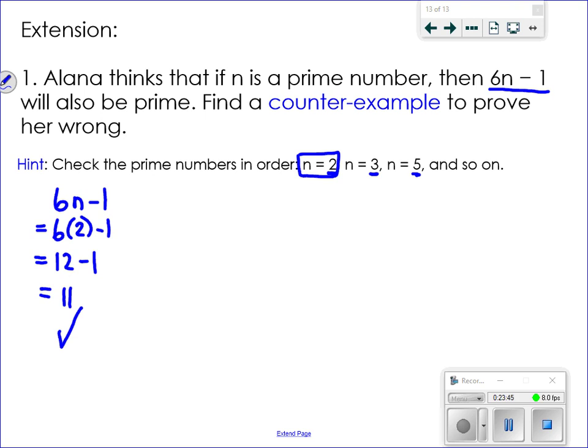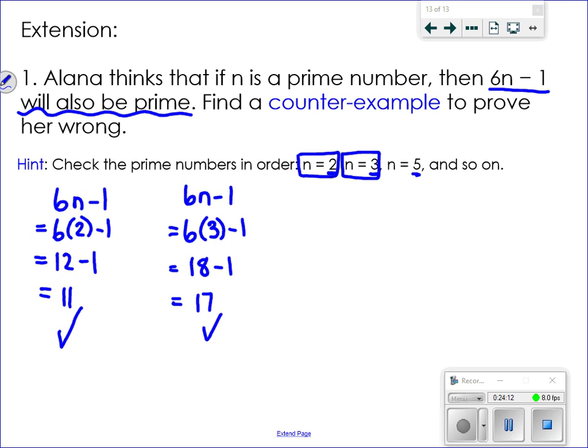Okay, let's try an n of 3. So 6n minus 1. So this time our n is 3. We're going to substitute it in where n is. So this means 6 times 3 minus 1. 6 times 3 is 18 minus 1. 18 minus 1 is 17. Is this strengthening Alana's statement that she thinks her answer will also be prime? Yep, 17. The only way to make 17 is 1 times 17. So far, her statement is proving to be true.